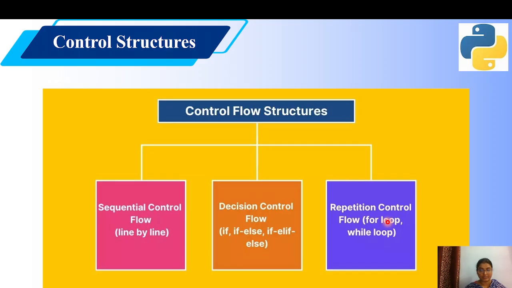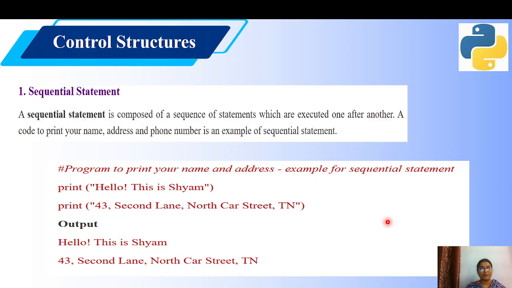What a loop actually is, you can see in the example. First we have sequential statements, which execute a sequence of statements one after another. In this example, we first print hello, this is Sham, and then print 43 Second in Car Street, and you will get this output. First this line is executed, and after that the next line is executed in your stream.